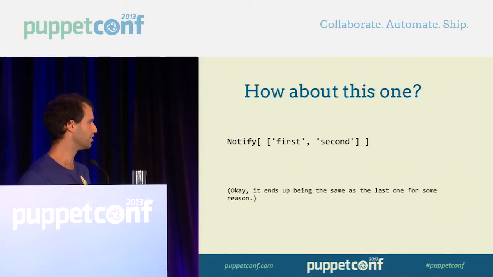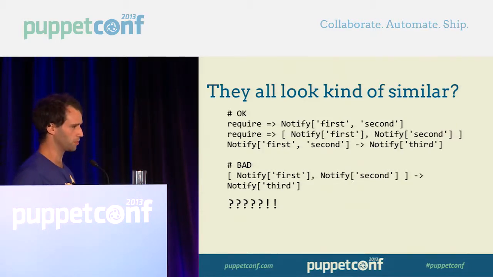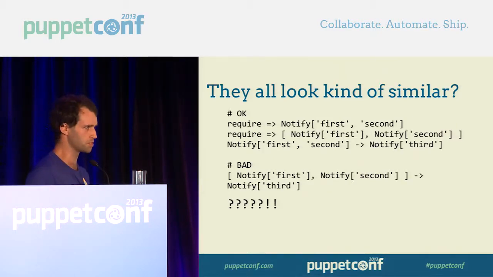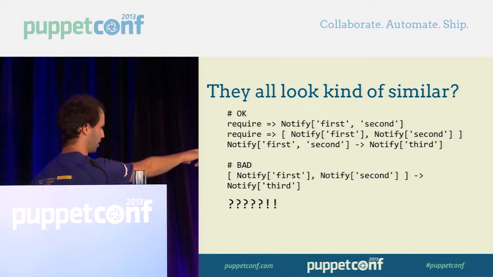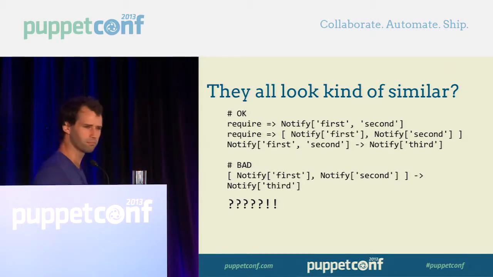How about this one? Yeah, it's actually the same as the last one. I don't really know what's going on there. It must flatten it or something. They all kind of look similar, so you would try to use them in similar places. But we can see here that they mostly work until you try to put an array of resource references on one side of a chaining arrow, and that blows up.